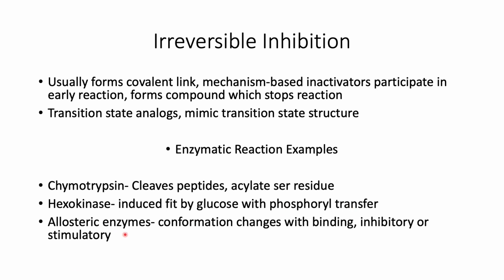And you have allosteric enzymes, which have inhibitory or stimulatory conformational changes with binding. One example of an allosteric protein, albeit not an enzyme, would be hemoglobin, which changes its conformation with increased oxygen binding. So the allosteric enzymes do change the enzyme structure as substances bind to it, and this facilitates its biological activity.